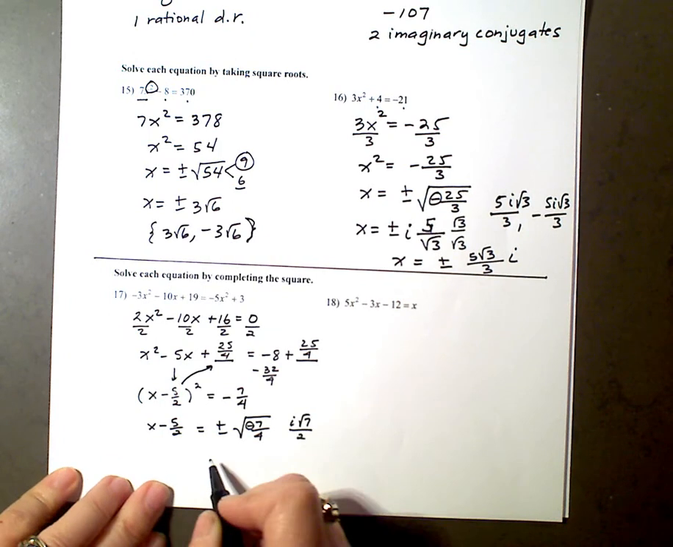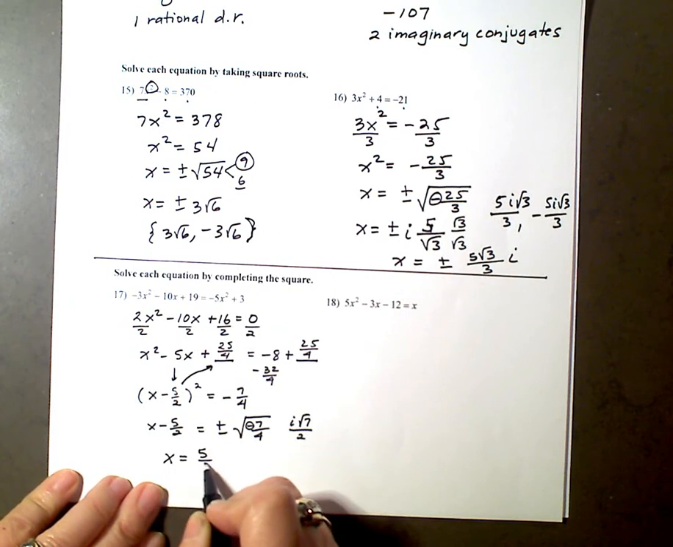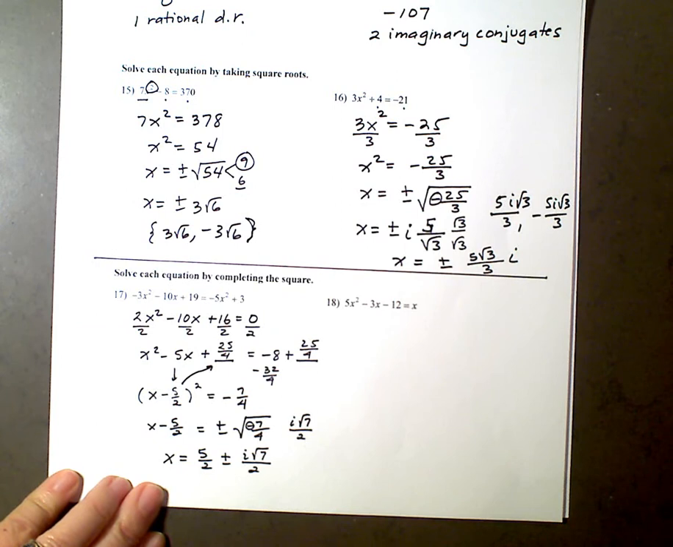So I'm going to add the 5 halves now. So x is equal to 5 halves plus or minus i times the square root of 7 all over 2. And I could write this as 5 plus or minus i root 7 all over 2 if I wanted as well. This represents two solutions, the plus path and the minus path.